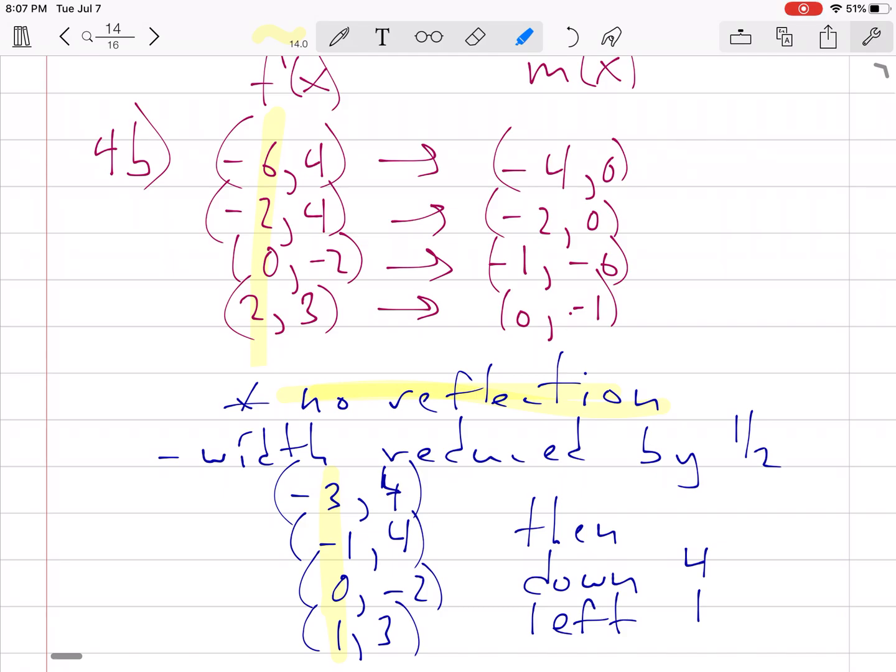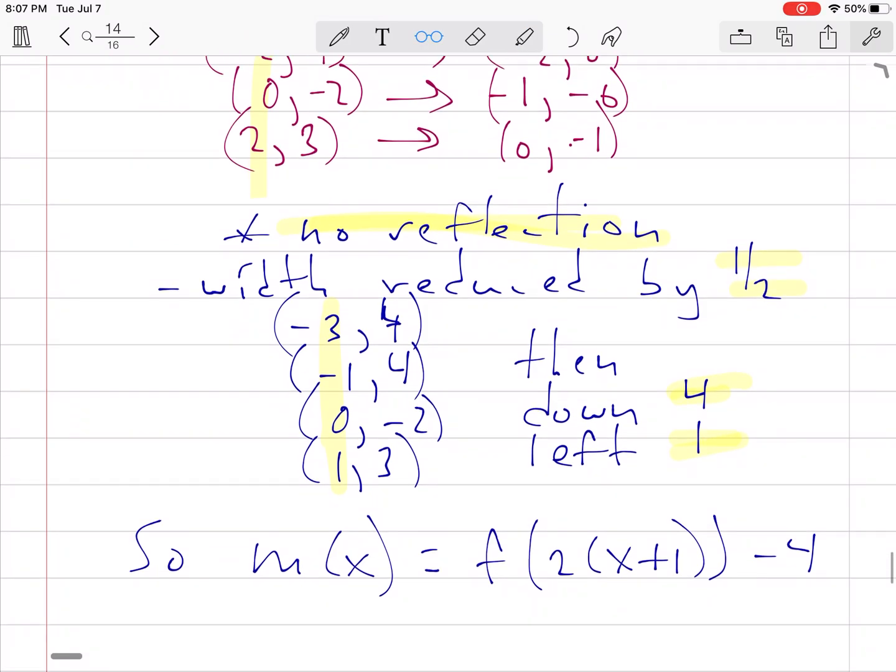So you've got three things going on here: a reduction by a half, going down by 4, and going left by 1. These are the pieces you want to find, and this gives you the overall transformed equation for the function. Again, once you get the equation you can test it. Take any of the original coordinates of the original function, apply this new equation to it, and see if it gives you the transformed coordinates. If it doesn't, that means this equation is incorrect.